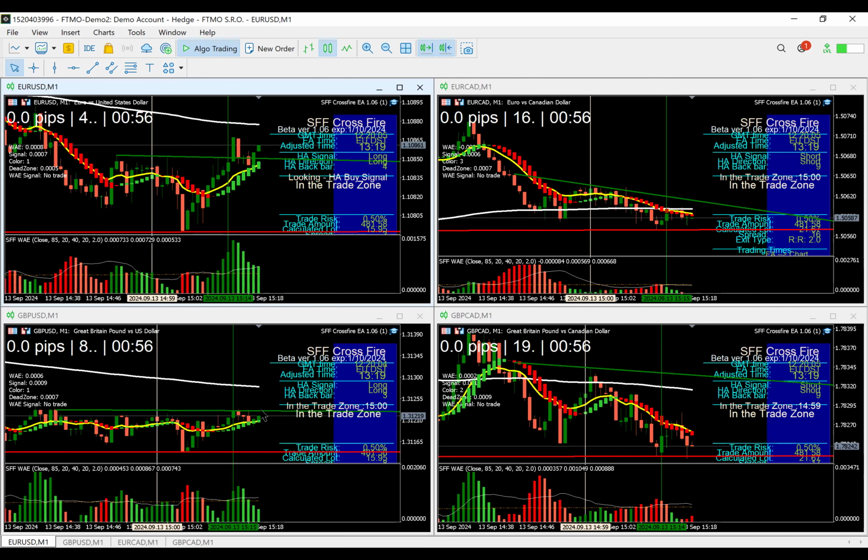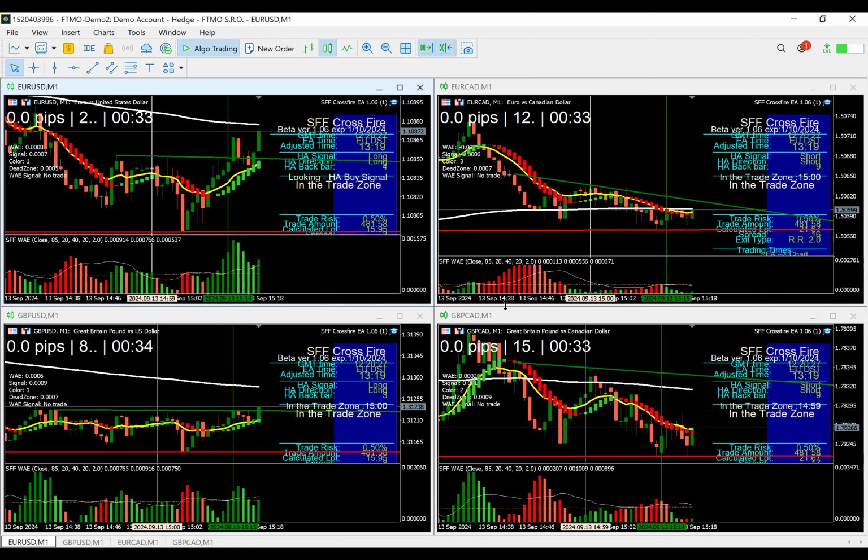Similar here, we're just below the green trend line. That one we've just looked at. This one, the yellow line is moving away from the white line, so that's highly unlikely to give us a trade in the near future. It could well change, but at the minute, that's not looking good.